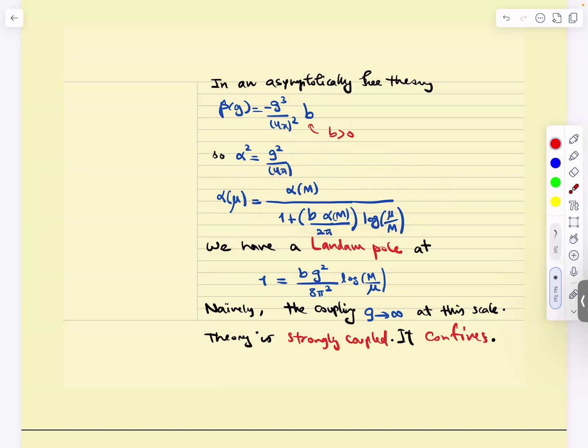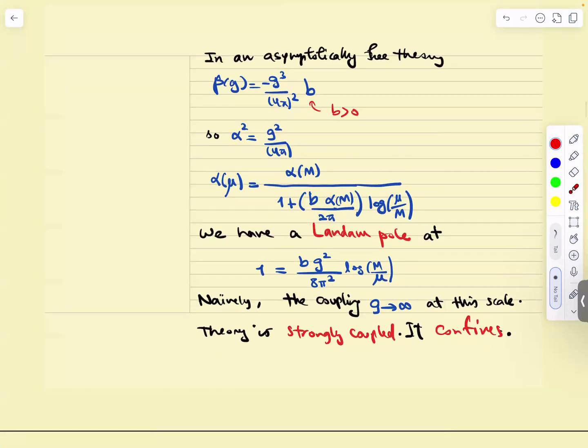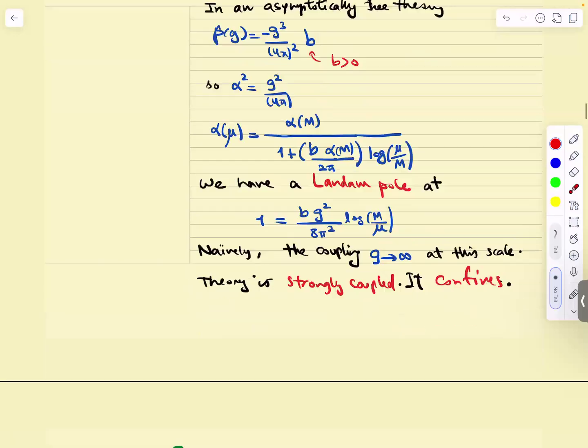This is the integrated version of it. Then we saw that there's a Landau pole. So M is some higher energy scale, mu is a smaller scale. When M and mu satisfy this equation, you have a Landau pole. This means that deep in the infrared, you expect the coupling to blow up and the theory is strongly coupled. Your description of the theory collapses. We don't know what happens. In the case of QCD, or non-abelian gauge theory, the belief is that the theory confines. Now, what is confinement?